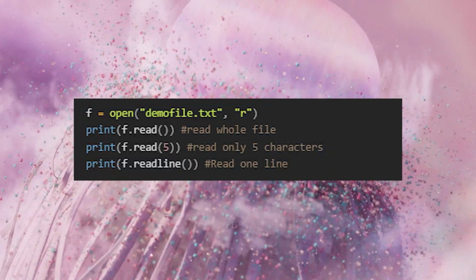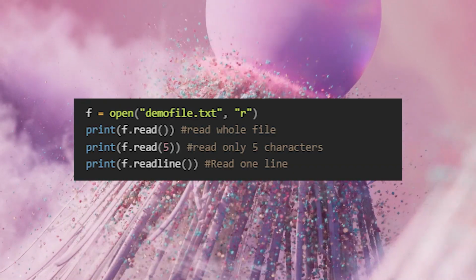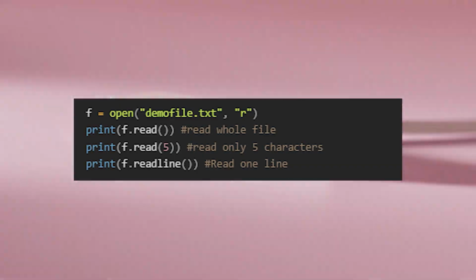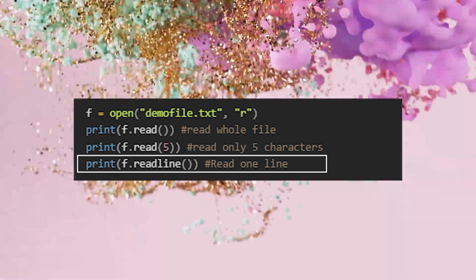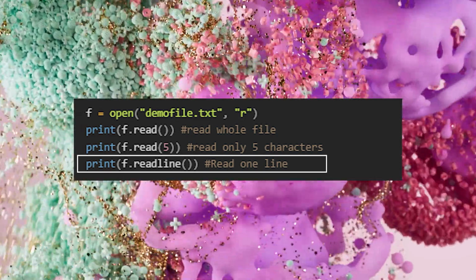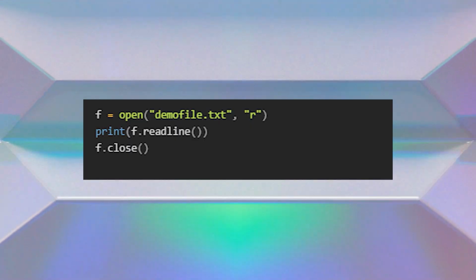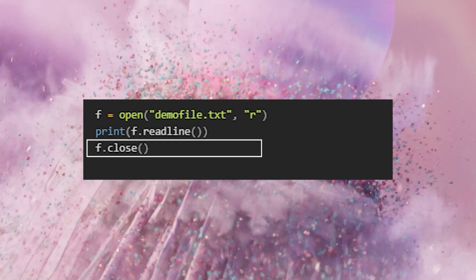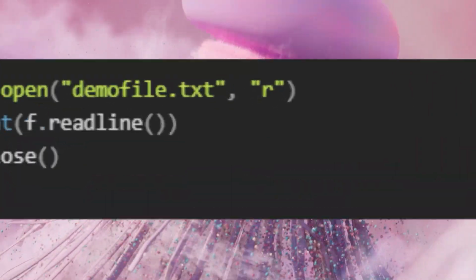Since Python excels at handling data, it provides additional methods for reading a file. One particularly useful method is readLine, which reads an entire line at a time. A good practice is to close the file once you are done working with it. You can do this by calling the close method.